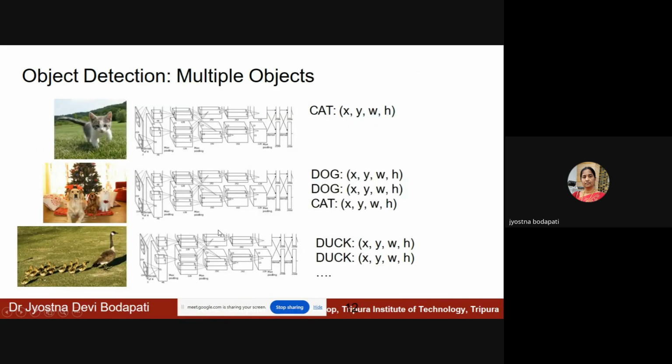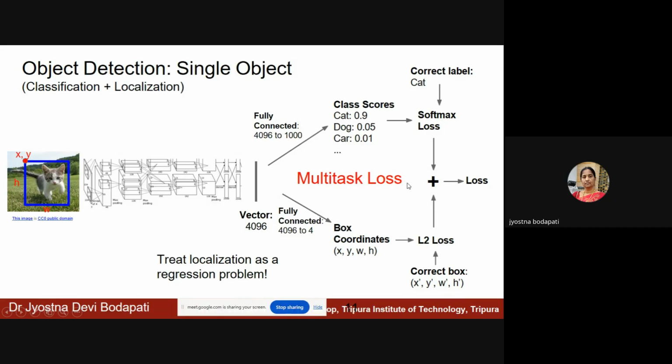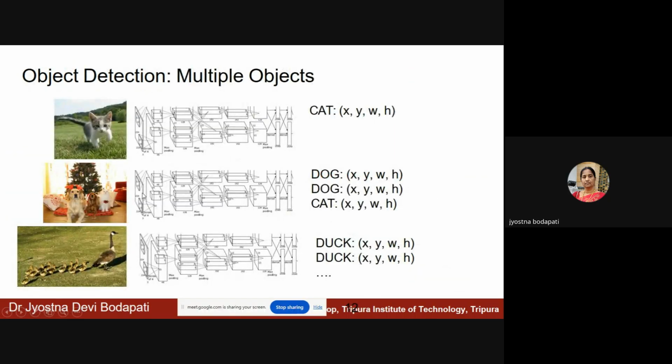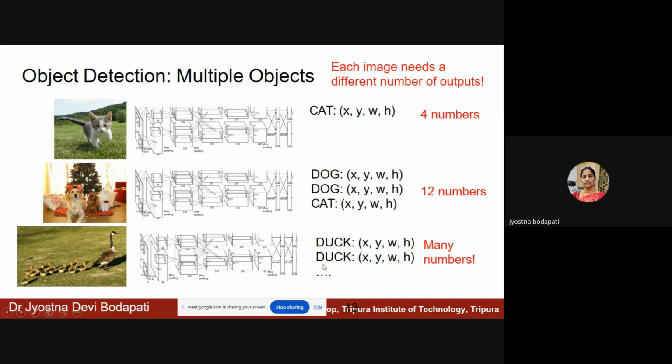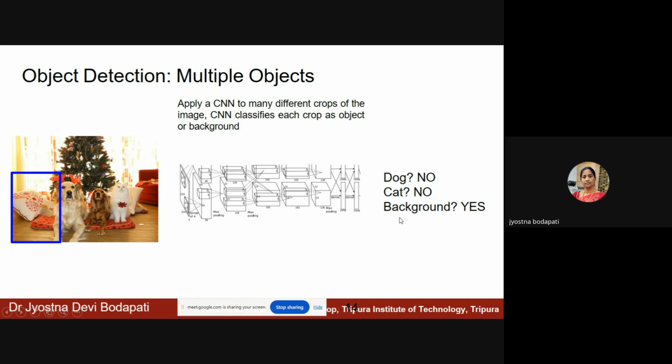So that is where the simple, naive approach fails, when the image contains multiple objects. If you observe, this image contains one label and four coordinates, and here in this case, 3 labels and 12 numbers you need to predict, right? And here in this case, maybe 10 or more labels, multiplied by that many coordinates. So this is a problem. So when there are multiple objects, you cannot apply this, right?